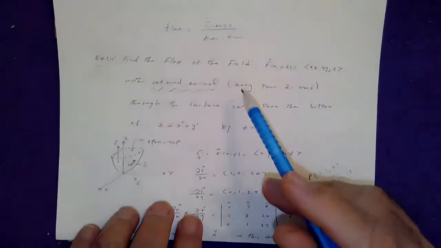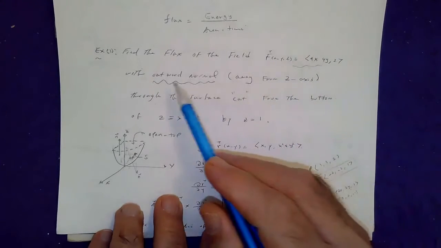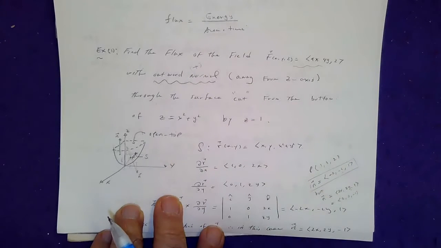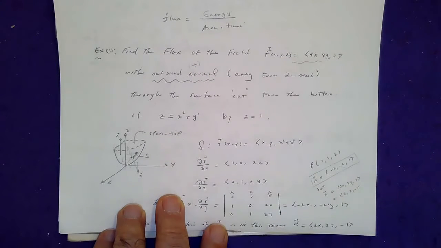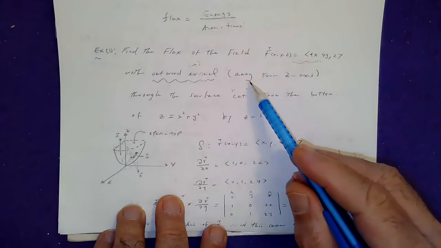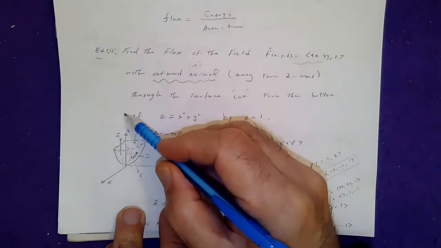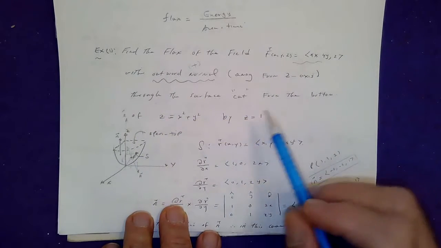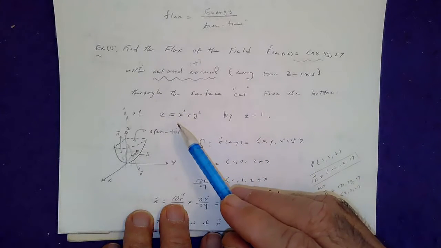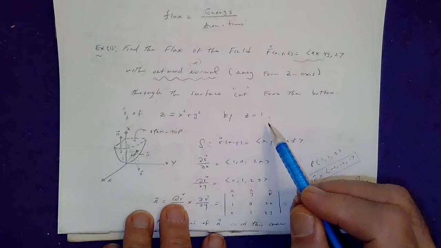Here's an example. Find the flux of the field, which happens to be this right here, with outward normal. Outward means you have to choose plus sign. When it comes to evaluating the surface integral over vector field, you choose the plus sign. Okay, away from the z-axis, so that means it goes this way. That's your normal vector. Anyways, but the surface is cut from the bottom of this elliptic or circular paraboloid by z equals 1.